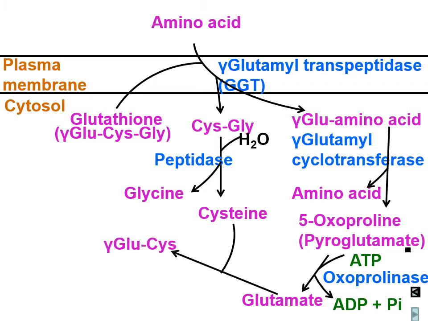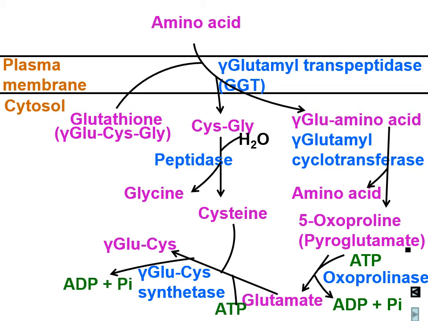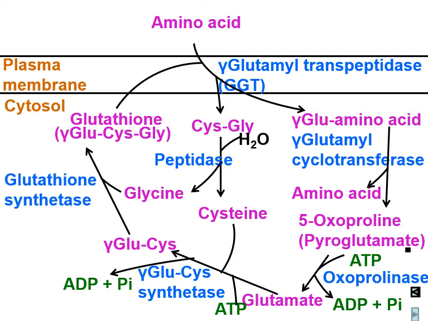Now if you see, this dipeptide cysteine glycine undergoes hydrolysis in the presence of peptidase to the amino acids glycine and cysteine. Now this glutamate later combines with cysteine to give gamma glutamyl cysteine in the presence of synthetase using ATP.